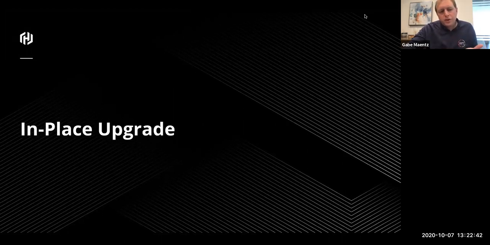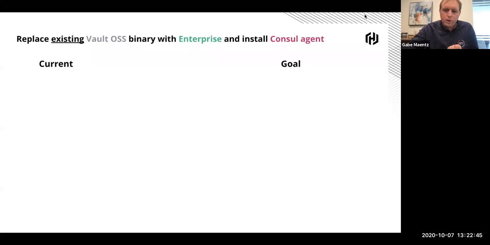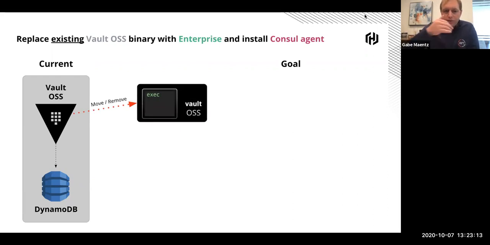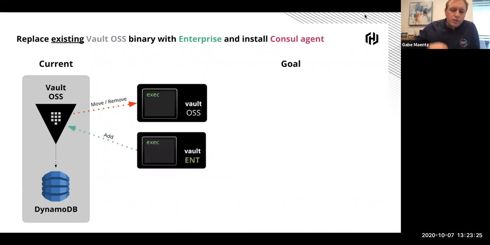Once again, we also have to make sure that we get the binaries upgraded to Enterprise, and there's a couple of ways to do this. So here's an example of an in-place upgrade. In this case, our current state is we have a Vault open source, once again with our DynamoDB backend. We've copied the data now to a Consul backend, but we still need to attach to that new backend as well as upgrade our binaries. So the way to do that, if you wanted to keep the same server and keep the same place where Vault is running, is you can simply take the Vault open source binary and replace it with the Vault Enterprise binary.